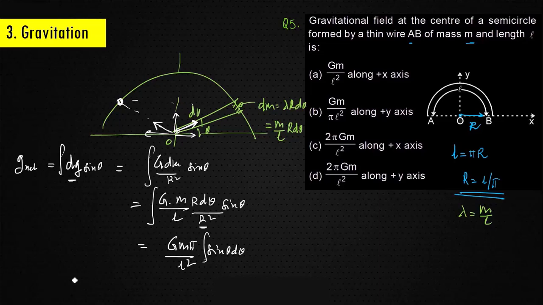That is the integration. The limit is from 0 to pi. So the answer is G m pi by L squared into minus cos theta, from 0 to pi. Cos pi is minus 1, and cos 0 is 1, so ultimately this gives 2. So 2 G m pi by L squared, along the vertical y direction. So the answer is 2 pi G m by L squared along the positive y direction. That is your answer.